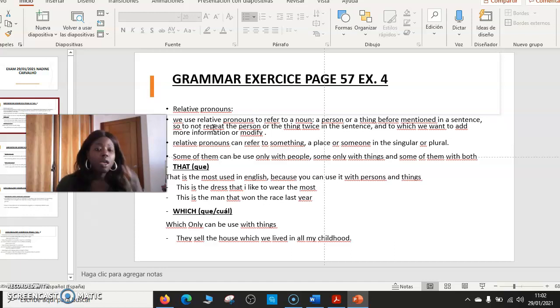Now we have the other pronoun, which means que or cual, and which can only be used with things. Okay, an example: they sold the house which I lived in all my childhood.